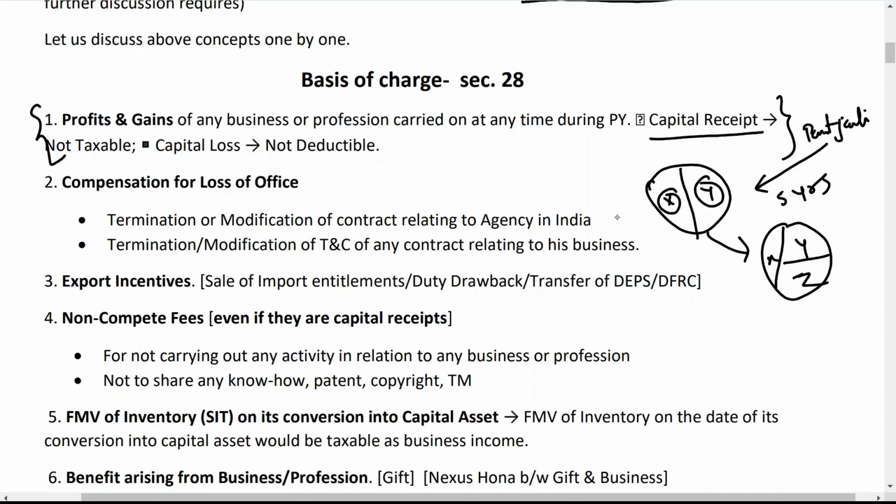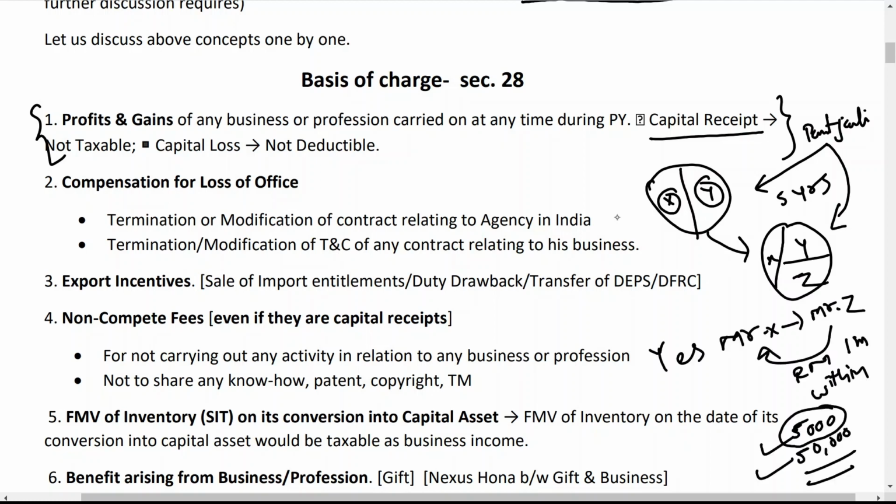So now Patanjali has to pay certain income or compensation to y, because there is a loss due to change in terms and condition. That is why this compensation received by y is taxable under PGBP, because it is not a directly normal type of receipt, but this type of receipt is also taxable under the head PGBP.